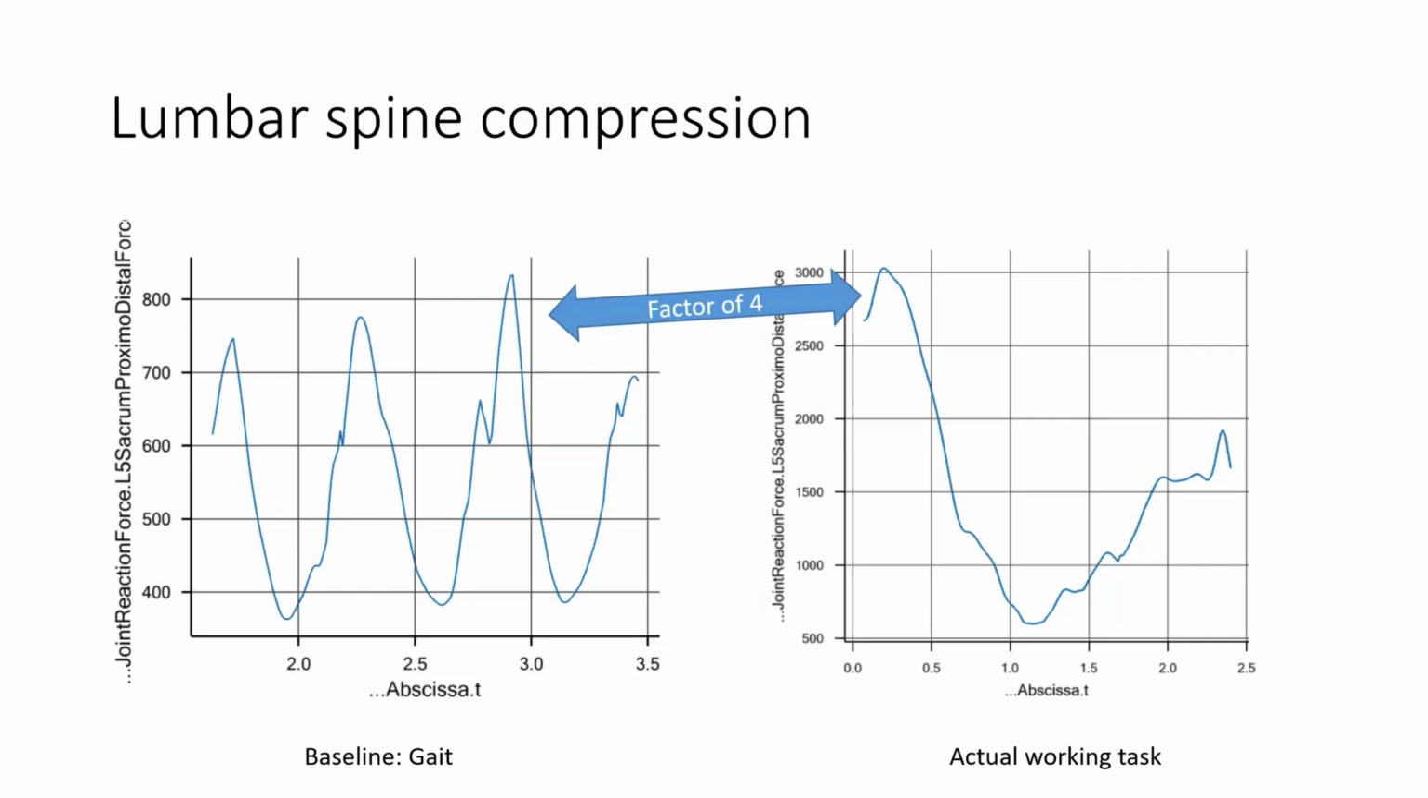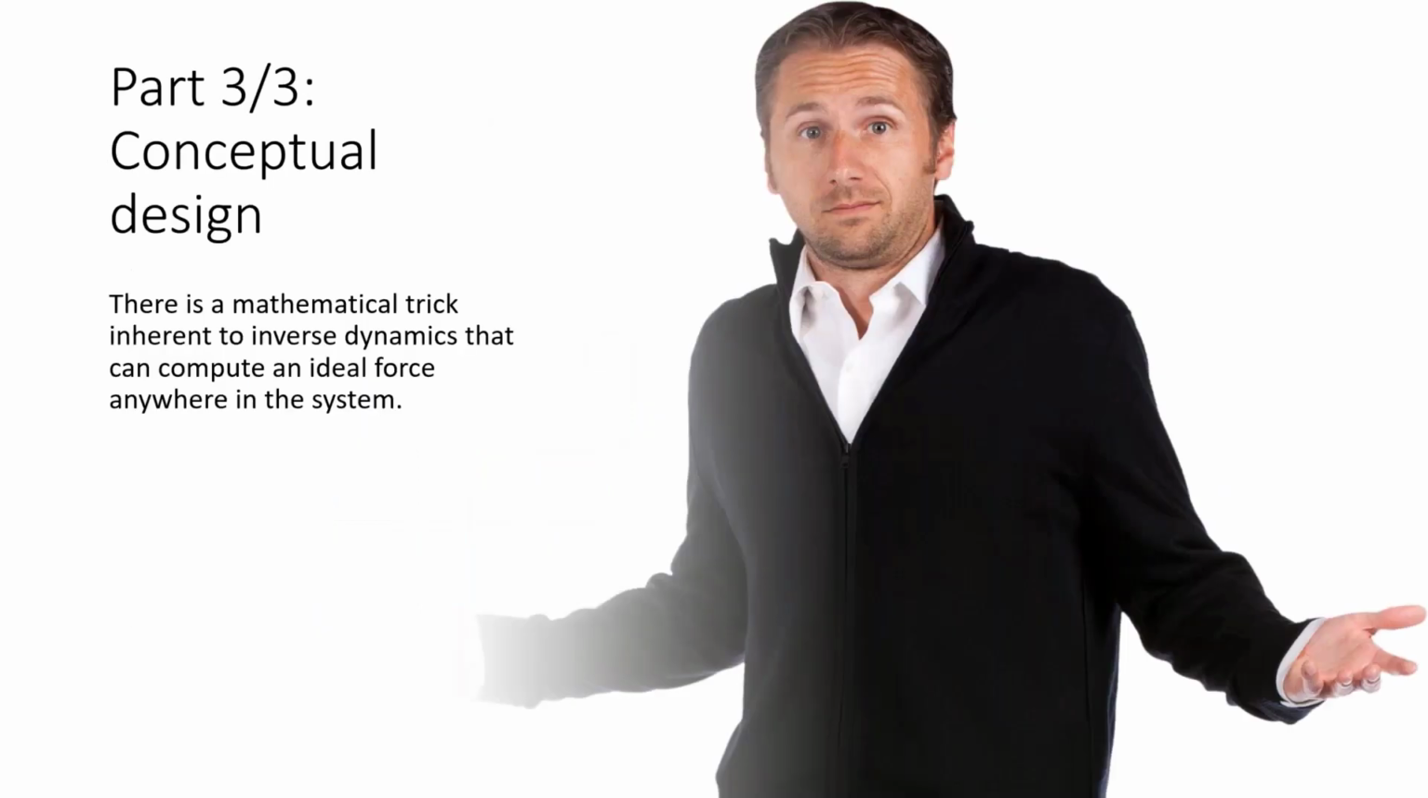Of course, we could look at all sorts of other forces in the body. There would literally be tens of thousands of numbers that you could check out in the model in difference between gait and the lifting task. But for the sake of the argument here, we'll just take these two and focus on them. So this was a load analysis. Now we have identified two loads that we want to unload by building an exoskeleton. And so we go to the conceptual design.